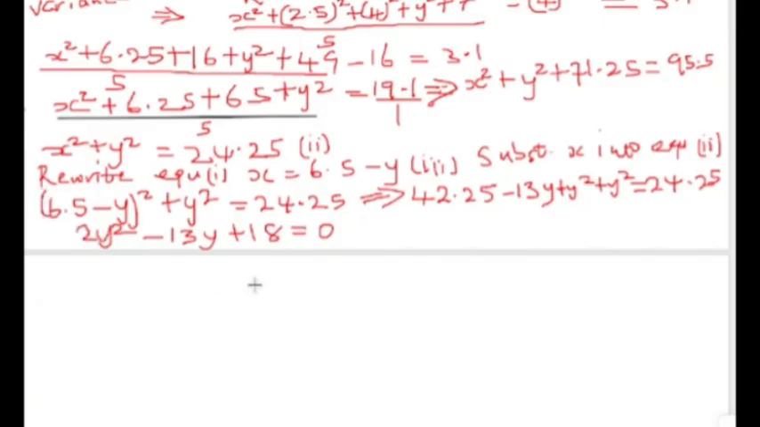Good. So let's factorize this. Now we know the rule for factorization: 2 times 18 is 36. We're not learning quadratic equations here, so let's quickly factorize. It's going to be 36y squared. So I'm going to use the factors 9 and 4. So this implies we're going to have 2y squared minus 9y minus 4y plus 18 equals 0.